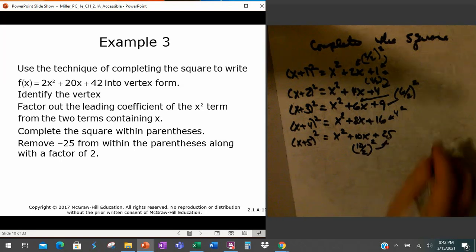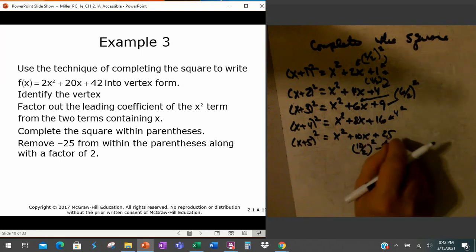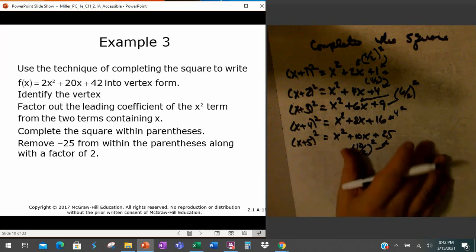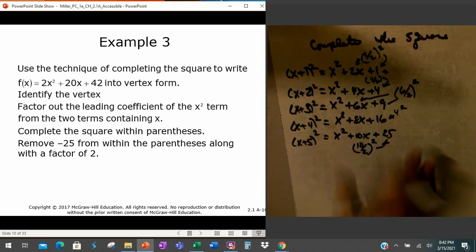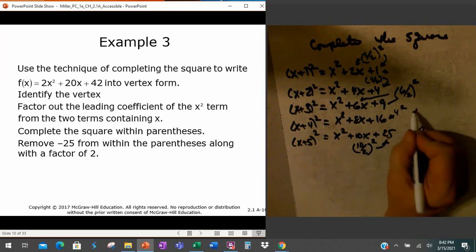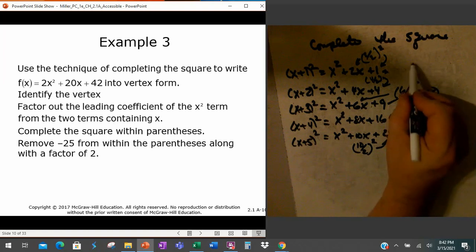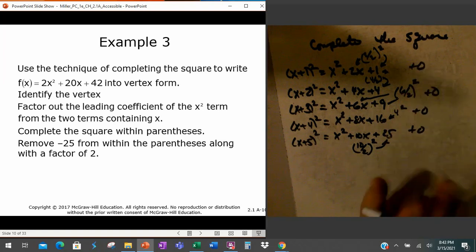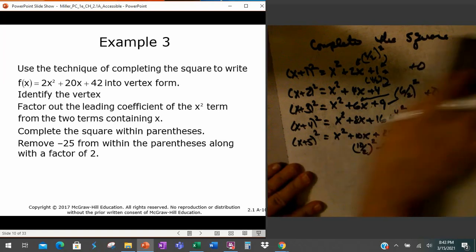Okay, so we need to balance. If I'm adding things in, I'm going to subtract them back out to keep my balance for my equation. So notice that I could add 0 into any one of these, right? Okay, so that's what I'm going to do.